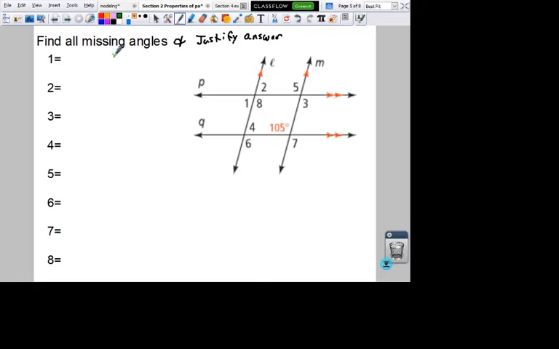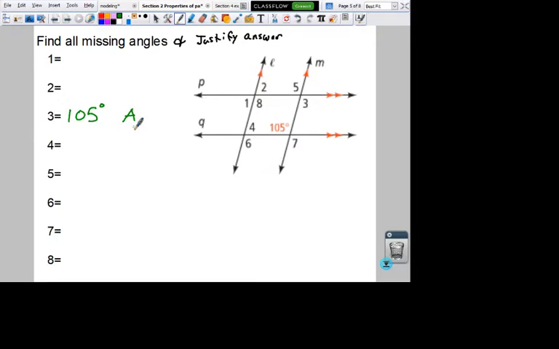Okay, so in this shape right here, we have 105 degrees, right? Let's look at some of these other angles. I have angle 3 up there. What kind of angles are angle 3 and 105 degrees? They are alternate interior, right? Which means angle 3 is going to equal 105 degrees. So angle 3 is 105, and I know that because it is alternate interior to that 105.